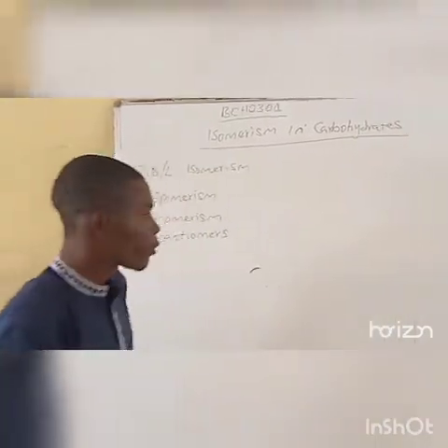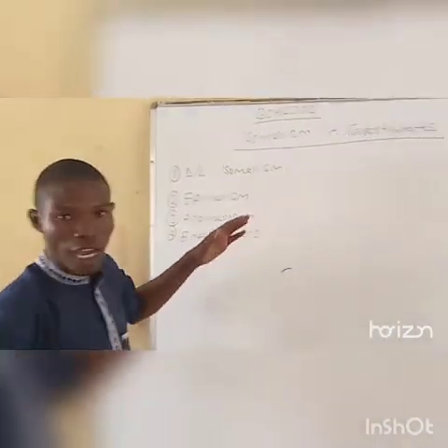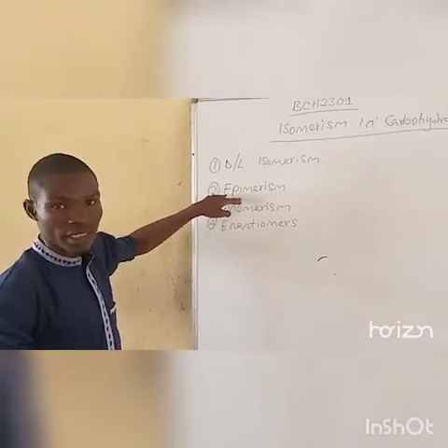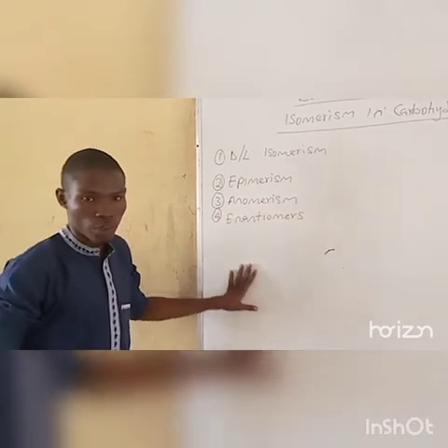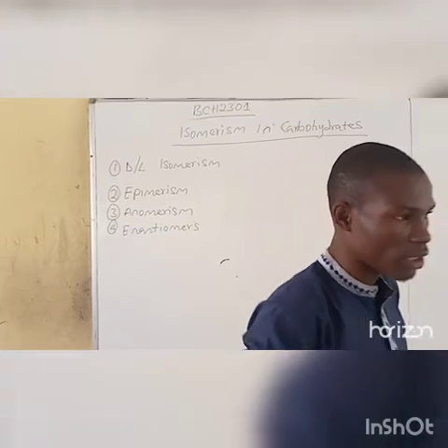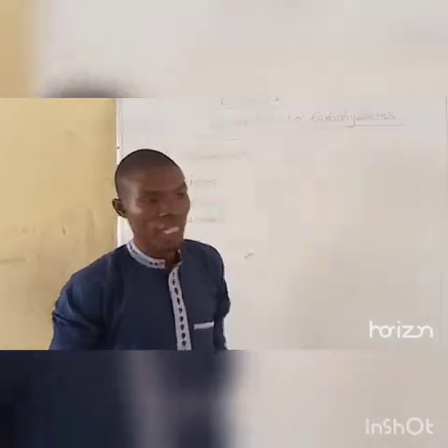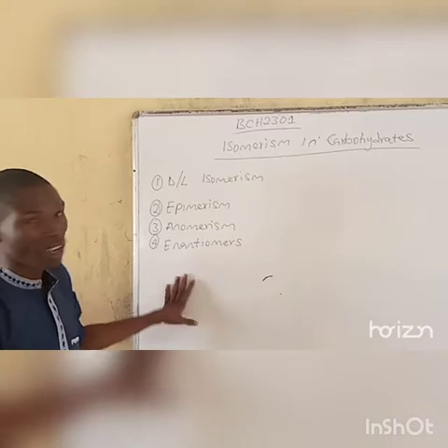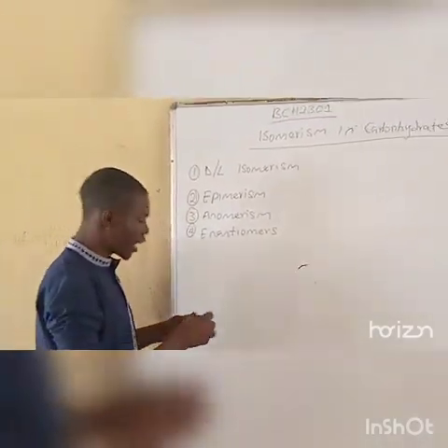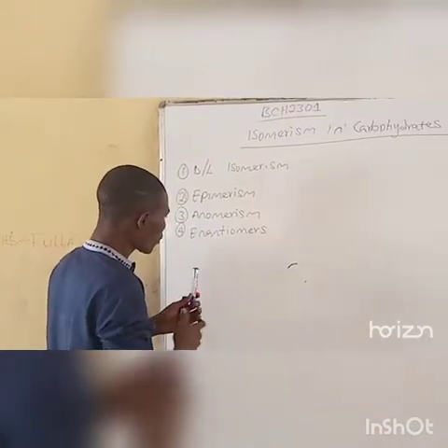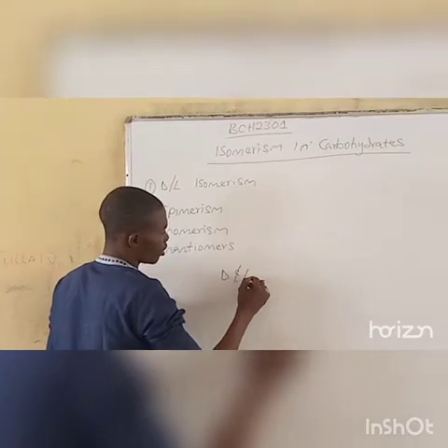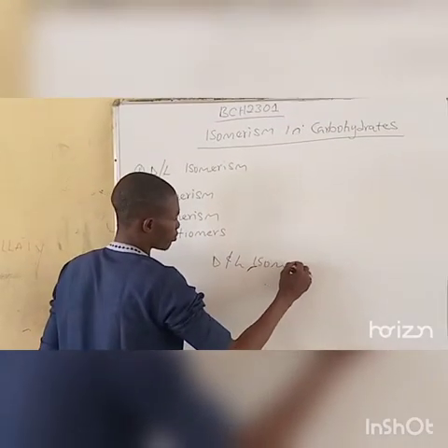The types of optical isomerism that carbohydrates undergo include the D and L isomerism, the epimerism, the anomerism, and the enantiomers. These are the four that it undergoes. Although in further study there are up to 7, that will be at master's level. At our level, we'll be looking at just these 4. So now let's start with the D and L isomerism.